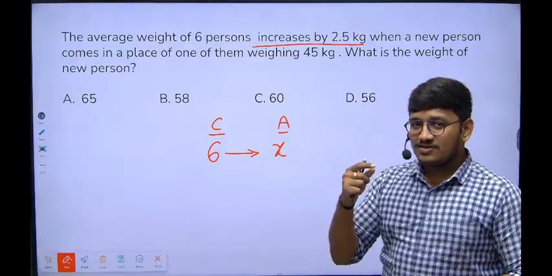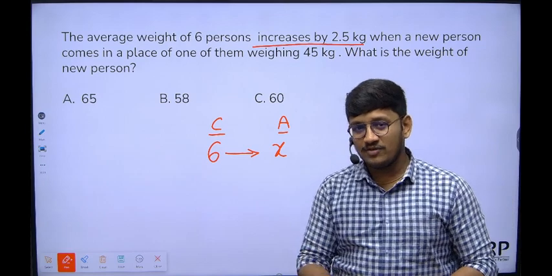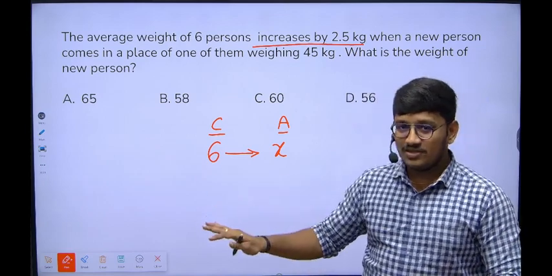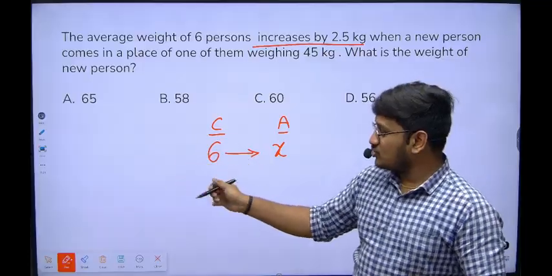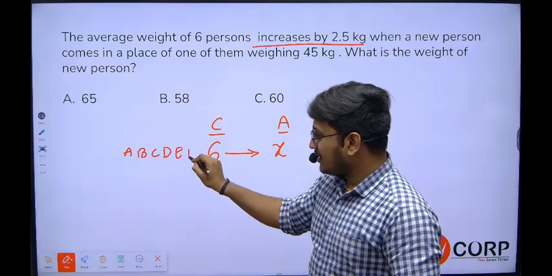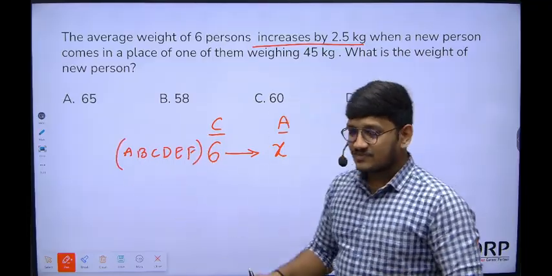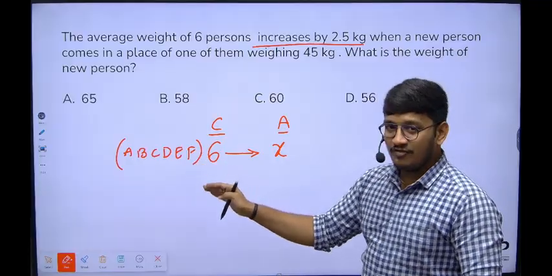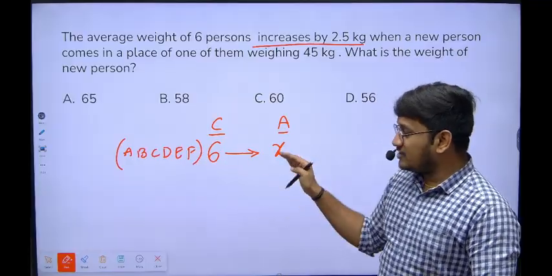Now, you know what the best advantage we have in replacement problems? The count will not change. Let's assume A, B, C, D, E, F. These are the 6 friends, and the average is x kgs.